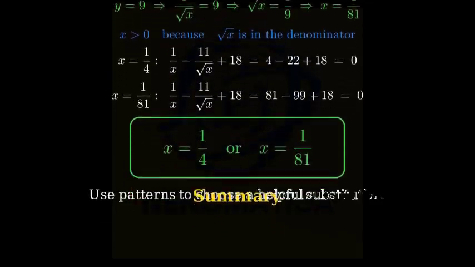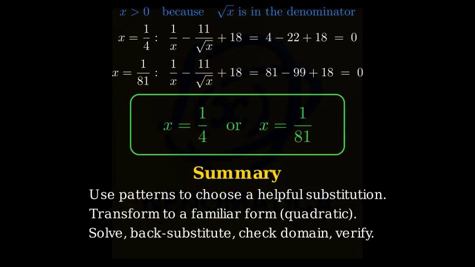Recap. We recognized a pattern and introduced an auxiliary variable y equal to 1 over root x. This turned a radical equation into a simple quadratic. We factored, solved for y, back substituted, checked the domain, and verified both solutions. Keep practicing substitution techniques to simplify complex-looking equations.